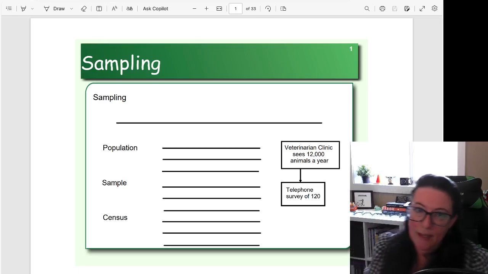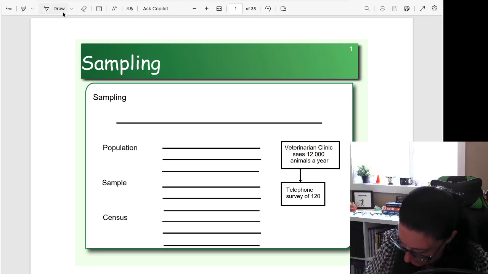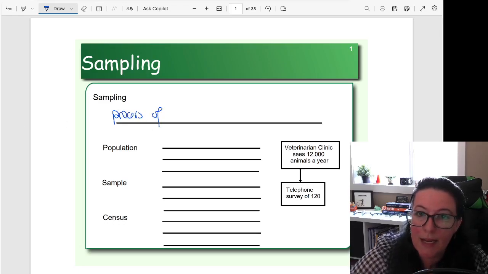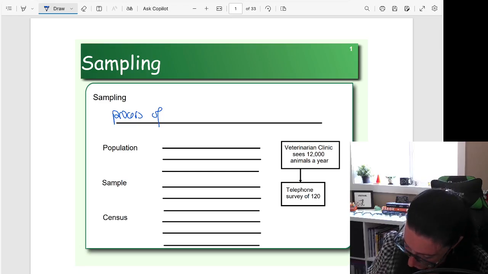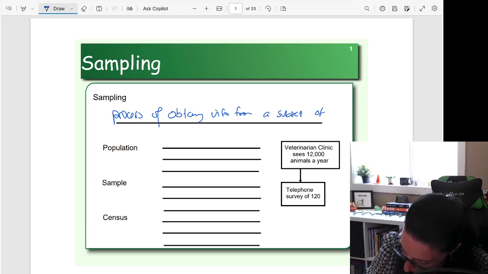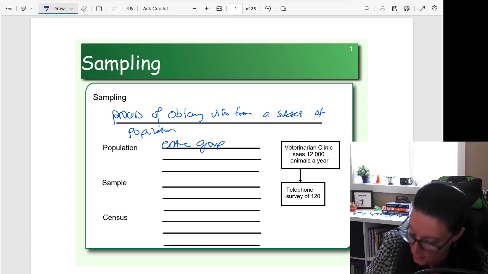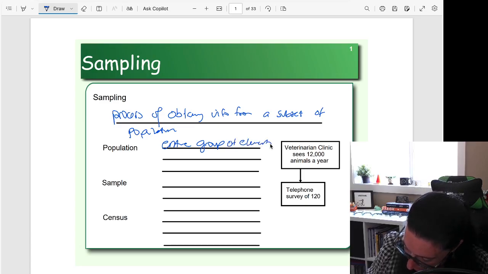So sampling is the process of obtaining info from, and this is going to be from a subset of our population. So we need to know what it means to be a population. Well, a population is the entire group of elements about whom information is needed.